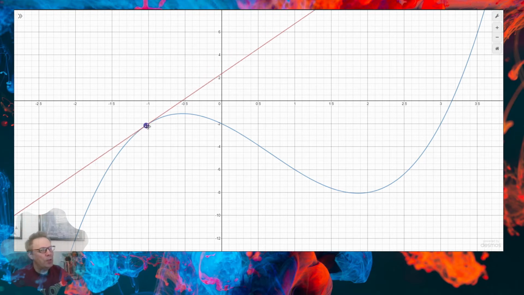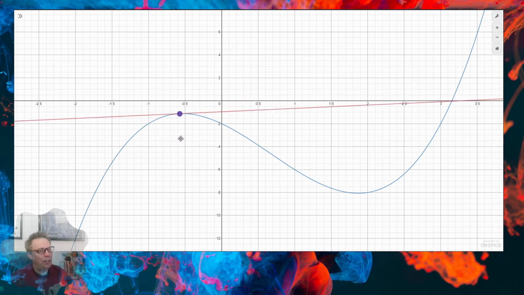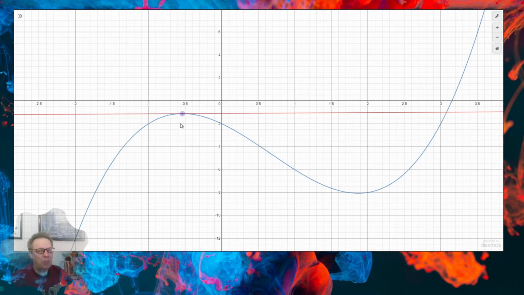If I move this point, you can see that the slope of this red line changes. The steeper the graph, the steeper the line. Now, if I go to the very top of this thing, I'll find that this is a horizontal line, or almost a horizontal line if I can move it just correctly, just like that.